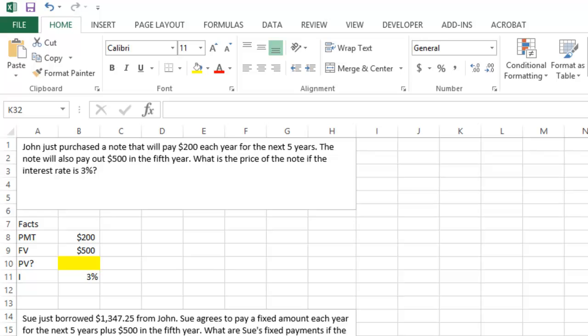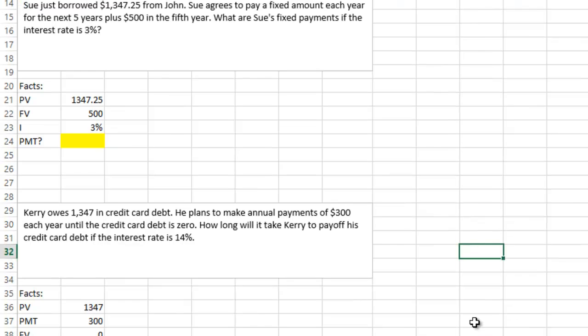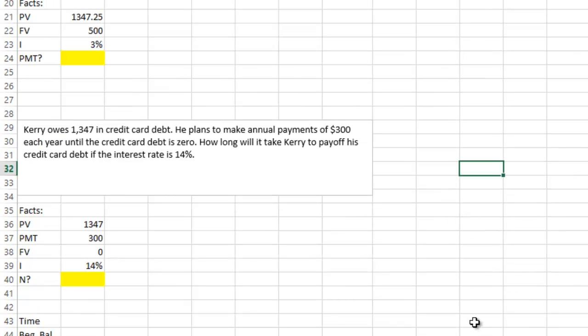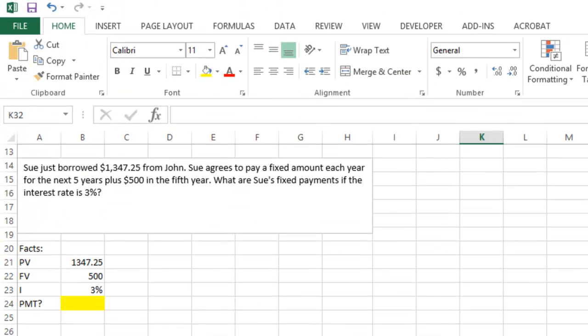In the second problem, we're going to figure out what the number of payments need to be by using Excel's Goal Seek and also showing that through a timeline. And in the third problem, we're going to figure out how long it's going to take to pay off a loan or a credit card bill, again using Excel, and I'll show it through a timeline.